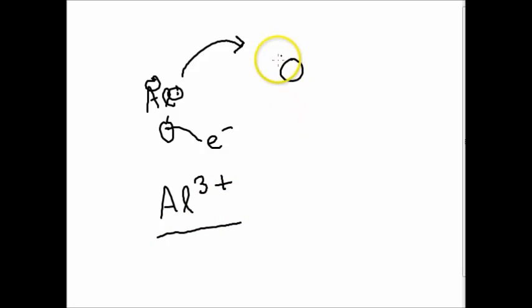And oxygen, of course, 1, 2, 3, 4, 5, 6. Having gained 2 electrons from aluminum, oxygen has 2 extra electrons, making its charge 2 minus, right? Because it has 2 extra negative charges.